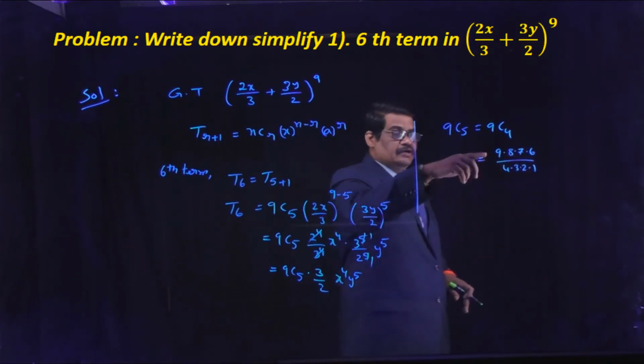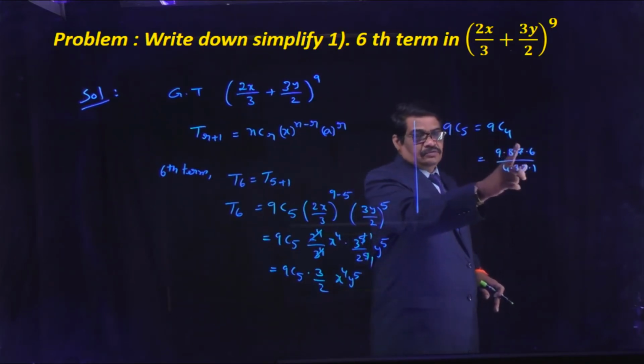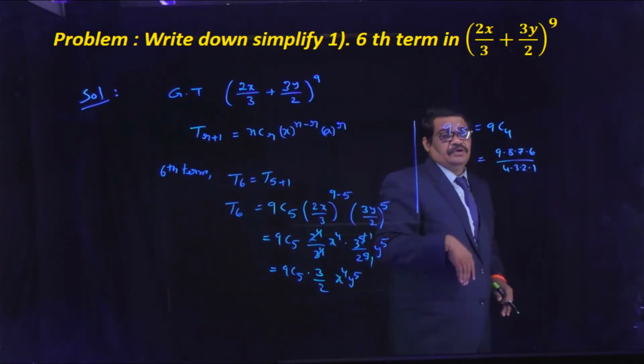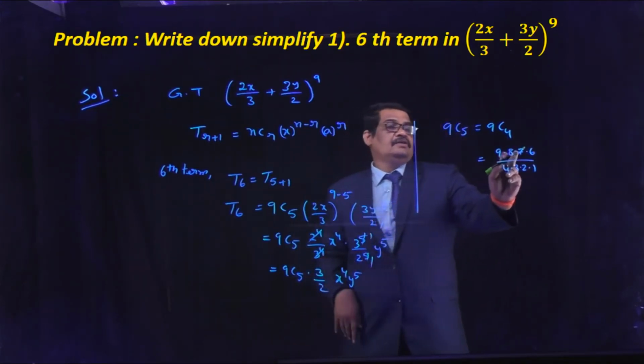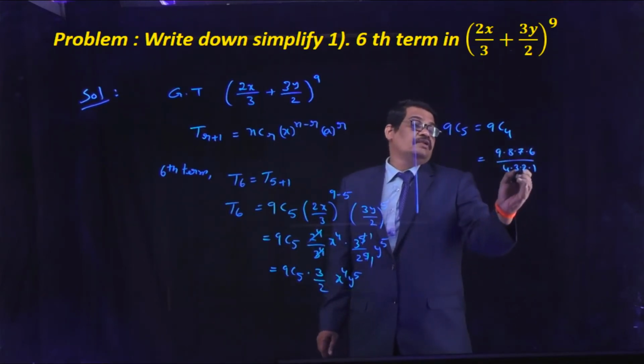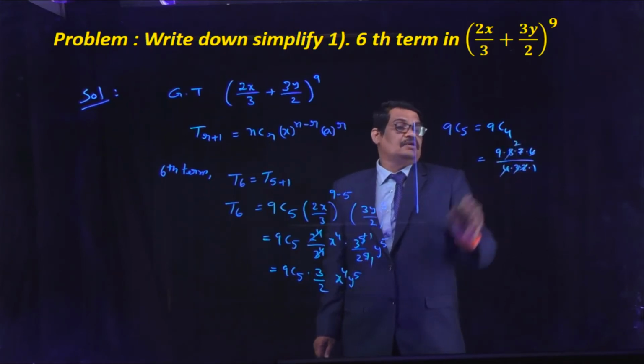Now we are writing 4 terms in the numerator. So 9 to 6, that is decreasing the integers: 9, 8, 7, 6 by 4 factorial. So here 3 into 2 is 6.